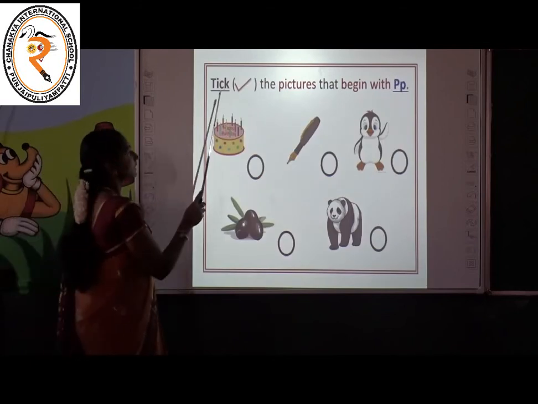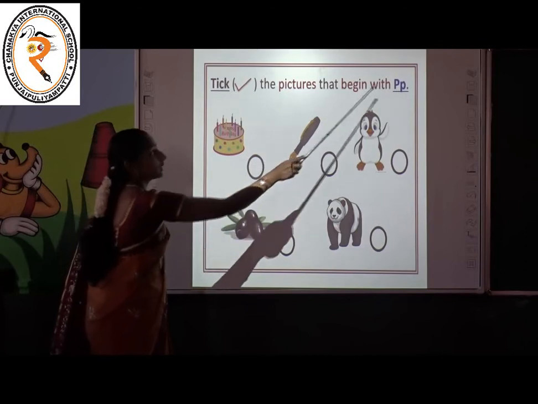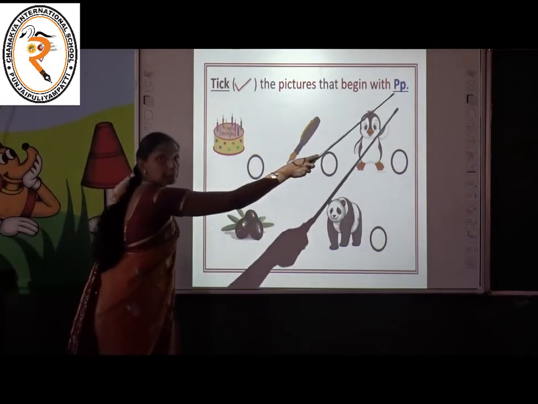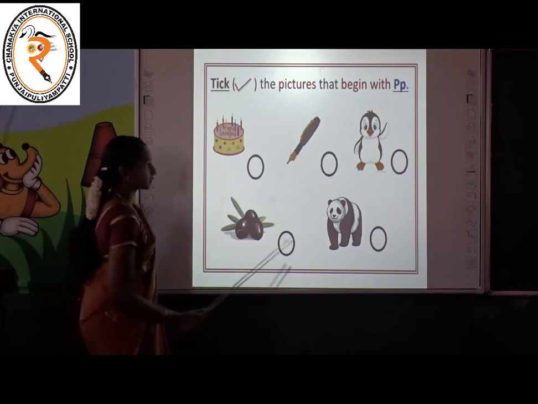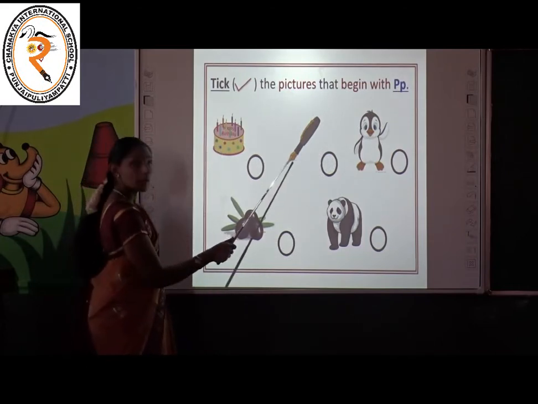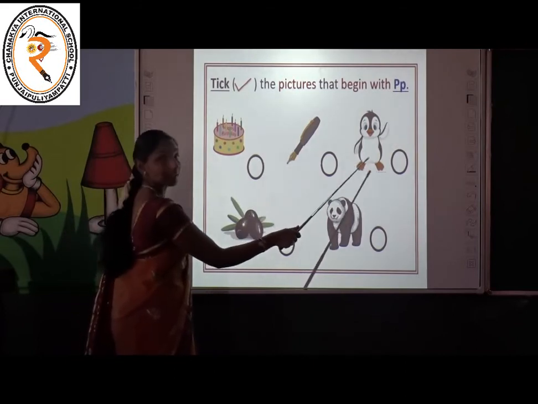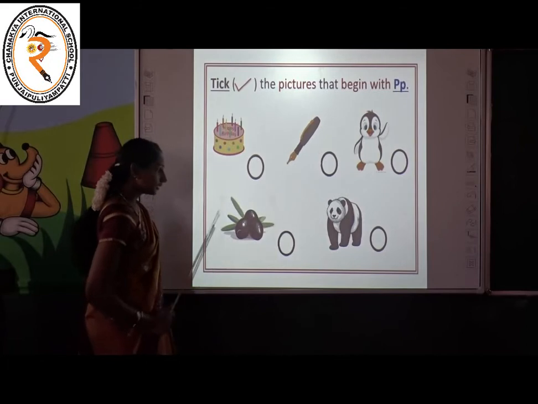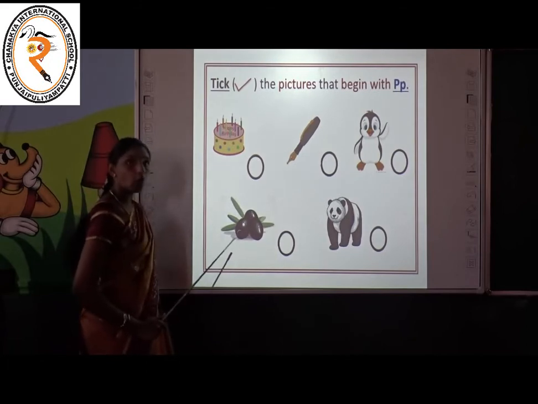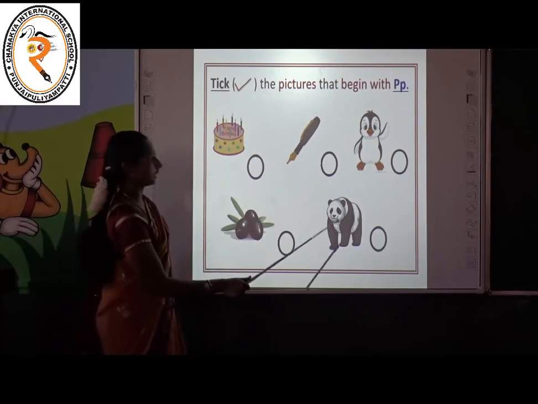Now, the activity is tick. You have to tick the pictures that begin with letter... Which letter? P. Let's see the given pictures. What is it? Cake. Very good. This is pen. This is penguin. Have you ever seen this, children? Olives. These are olives. What is it? Panda. Very good.